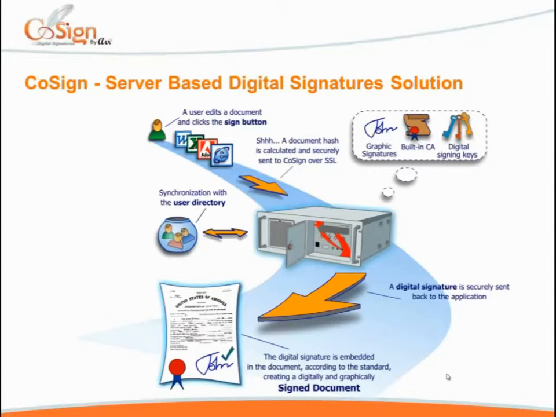A typical flow of signing a document using CoSign would be: a user opens a document on his desktop or in SharePoint. He clicks on the sign button, and then a hash, which is a fingerprint of the document, which uniquely identifies the document, will be calculated, and then using the signing key of the user, CoSign will sign the document and embed the signature into the document.